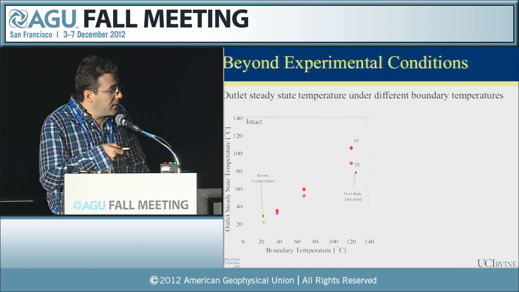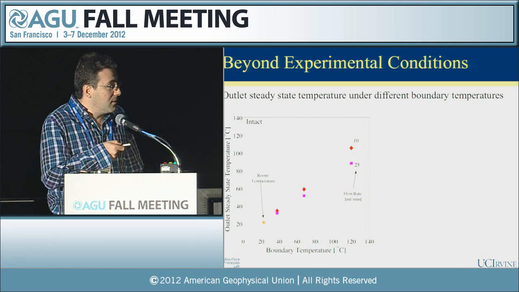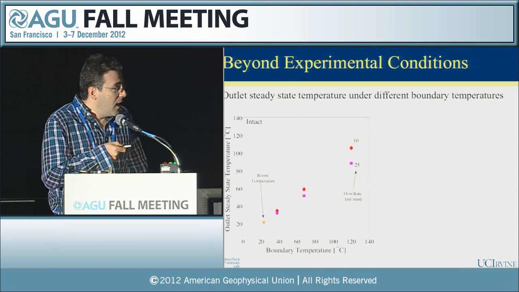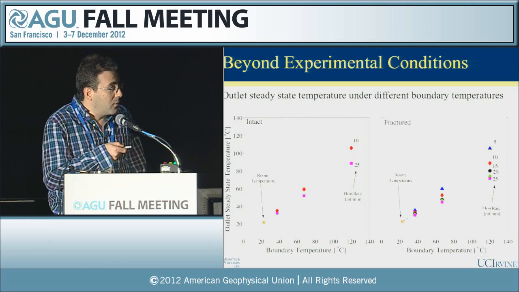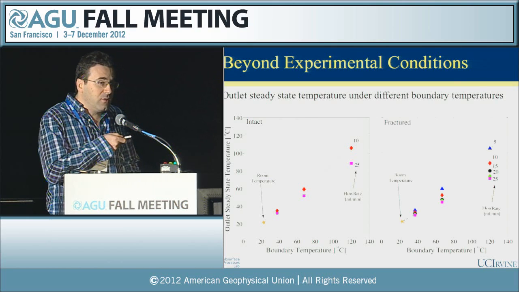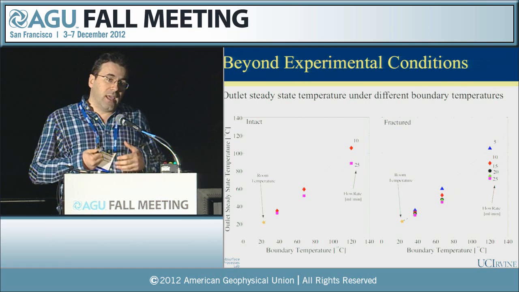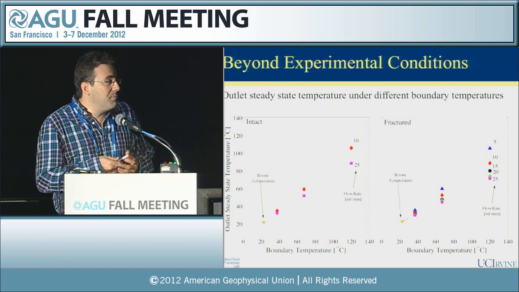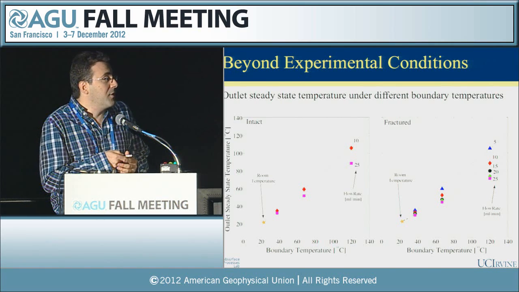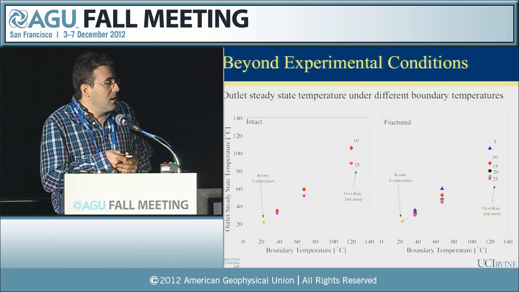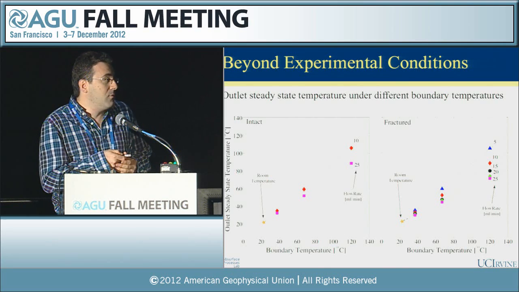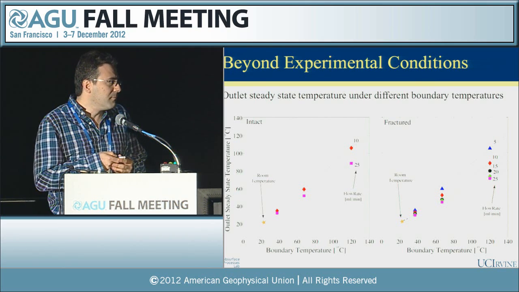And we see very clear correlation between these two parameters. This is the case for the intact rock, and we also did it for the fractured rock, and we see exactly the same thing. So this description allows us to extrapolate our results beyond our experimental conditions. For instance, we can predict results for higher boundary temperature, and also for other flow rates that we had not considered in our experiments.